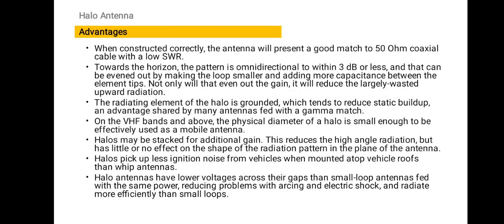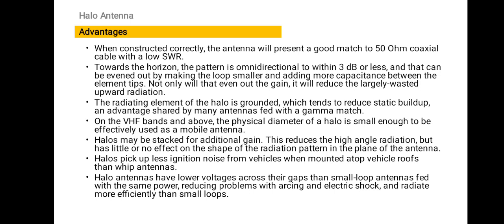So, the advantages of the halo antenna. When constructed correctly, the antenna will present a good match to a 50 ohm coaxial cable with a low SWR. Towards the horizon, the pattern is omnidirectional to within 3 decibels or less, and that can be evened out by making the loop smaller and adding more capacitance between the element tips. Not only will that even out the gain, it will reduce the largely wasted upward radiation.